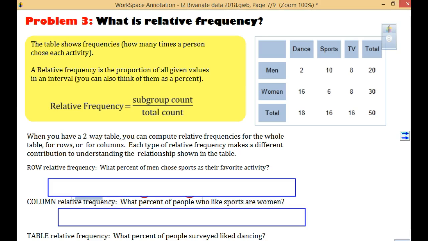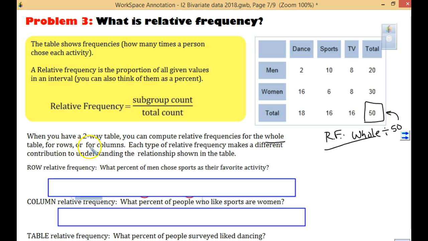This is where we need your calculator for this last part. And it's talking about what's the relative frequency. Relative frequency just means that you're going to take a subgroup count divided by our total. So sometimes you are going to be given a relative frequency for the whole table. When you do the whole table, you're going to divide by 50. So right by the 50, put whole and put divide 50. If I am asking you to find the relative frequency for the whole table, that means you're going to divide each of these categories by 50.